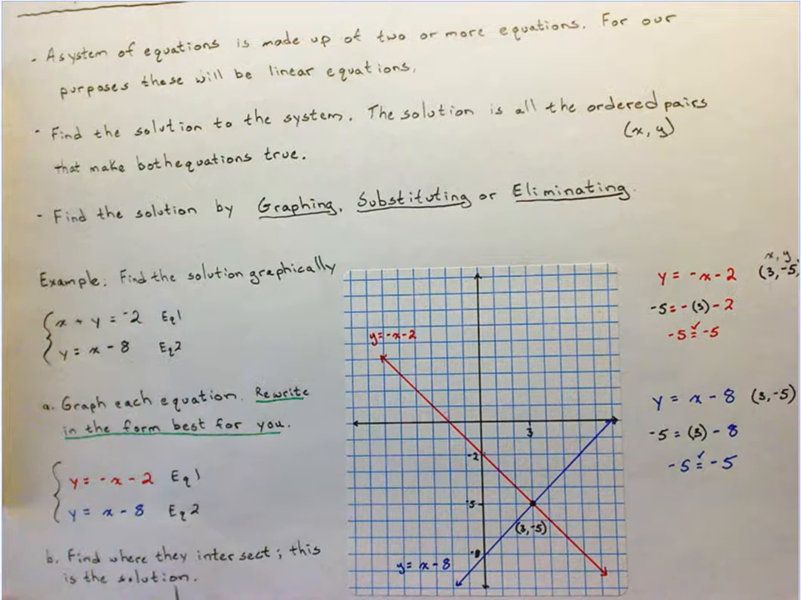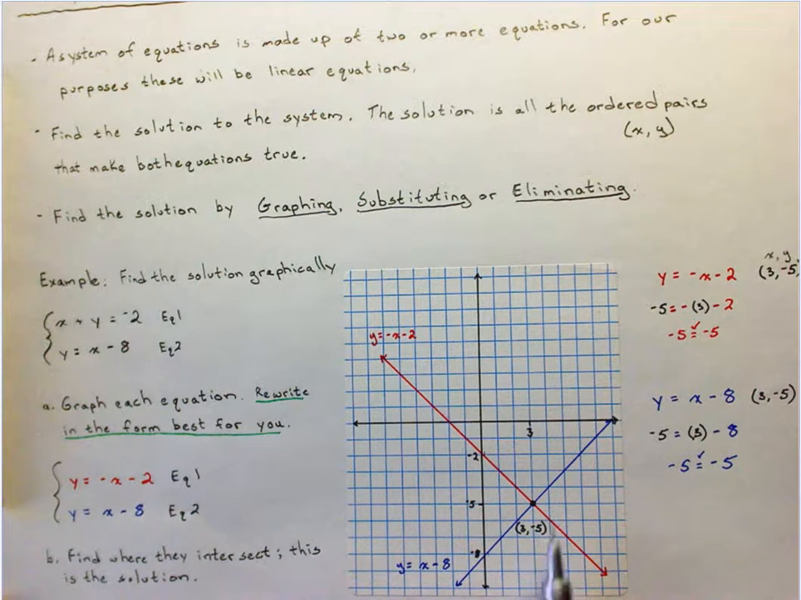This is the solution. Equation 1 I have written in red, and I have graphed it in red. Equation 2 I have written in blue, and I have graphed in blue. Where they intersect, and it occurs at the coordinate (3, -5), is the solution to the system. I can visualize this graphically.